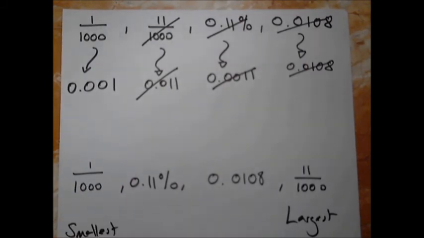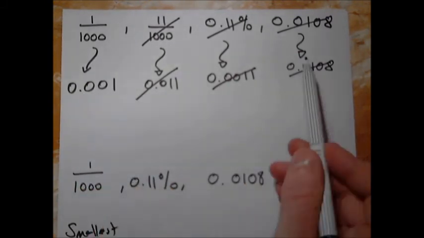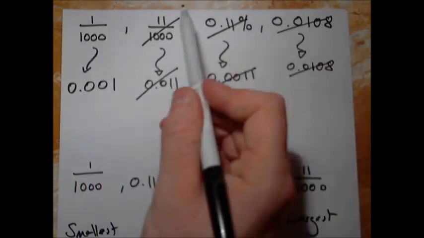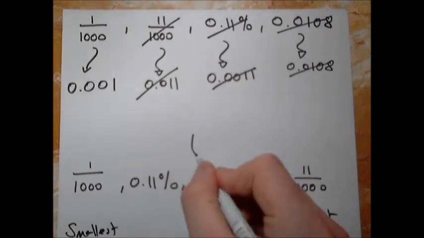So therefore, from smallest to largest, we've solved the problem. Now notice how I did not order these in my final solution. I ordered the original format. That's what we were given, the original question. That is very important to get the full mark. And we've solved it.